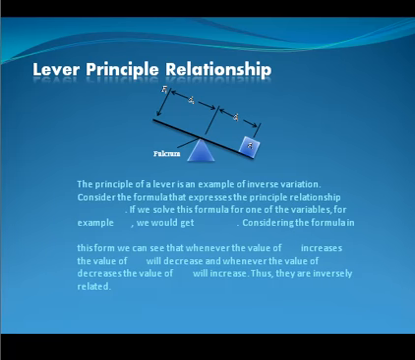Consider the formula that expresses the principal relationship. Force 1 times distance 1 equals force 2 times distance 2. If we solve this formula for one of the variables, for example, force 1, we would get force 1 equals force 2 times distance 2 divided by distance 1. Considering the formula in this form, we can see that whenever the value of distance 1 increases, the value of force 1 will decrease. And whenever the value of distance 1 decreases, the value of force 1 will increase. Thus, they are inversely related.